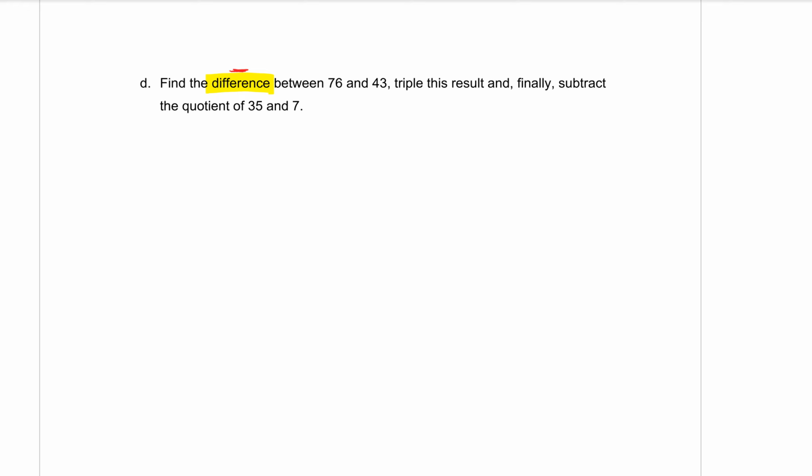Triple. What does the word triple mean? Do we have to highlight it like you are? If you can, it might help you. Yes, if you've got your highlighter. What does the word triple mean? Times 3. To times something by 3. So let's put a little times 3 next to that. Triple this result, and finally subtract. I think subtract should be an obvious one. Subtract means to take away again.